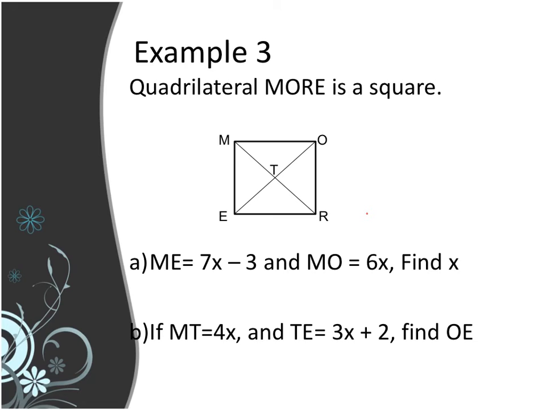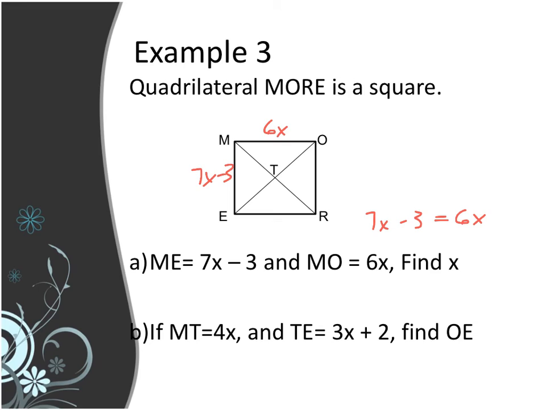So example 3: quadrilateral MORE is a square. We know that ME is 7x minus 3 and MO is 6x. Find x. Set them equal. So we have 7x minus 3 is equal to 6x.